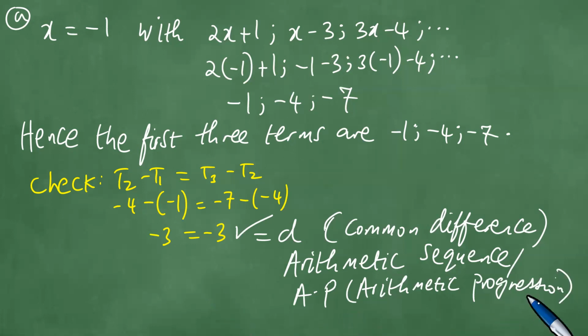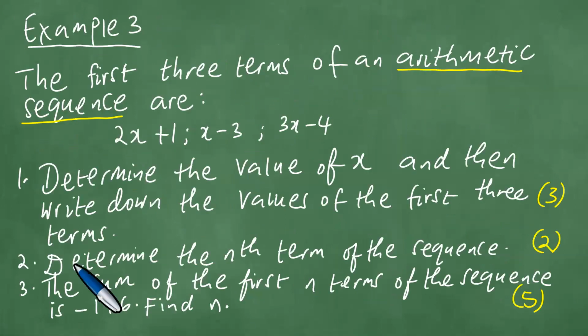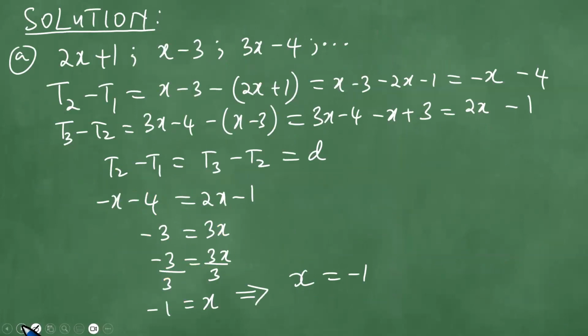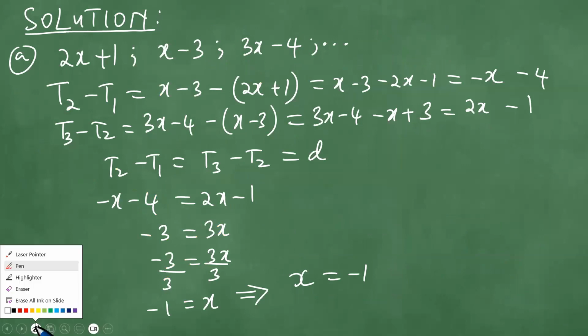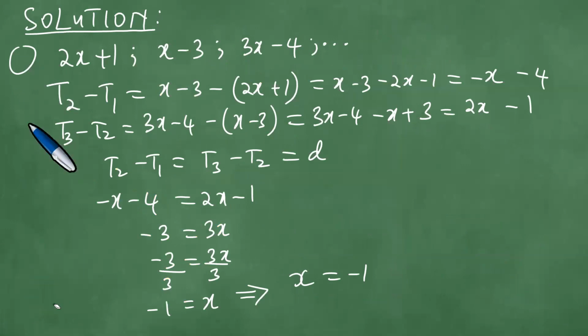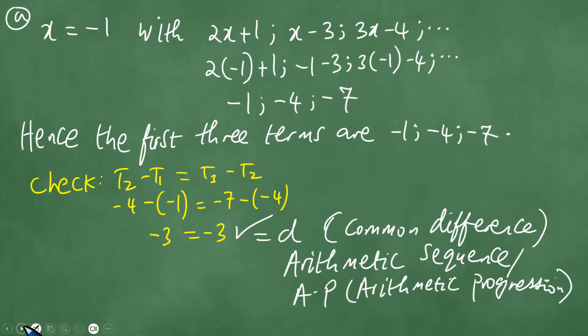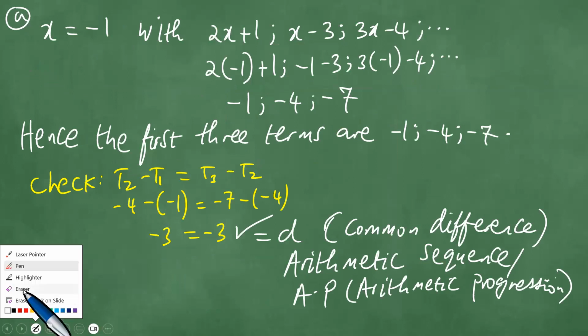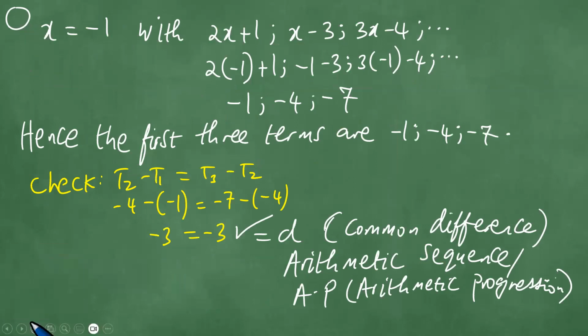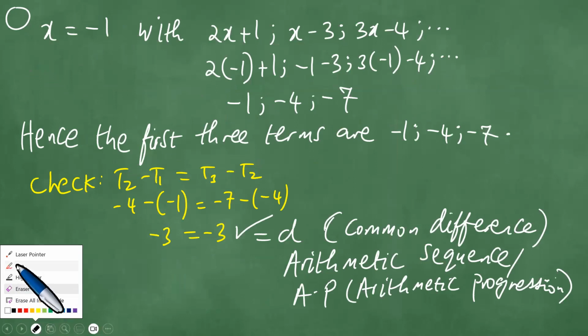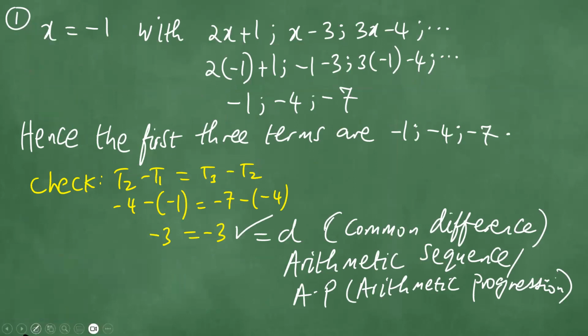Now, with that said, we continue to do the other part of the question. Part A was to determine the value of x. We got x to be -1. And then write down the values of the first 3 terms. We've already done that. So that is question 1. And then now we're going to be looking at question 2.